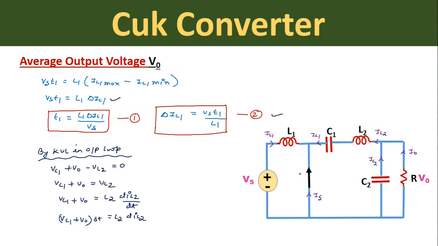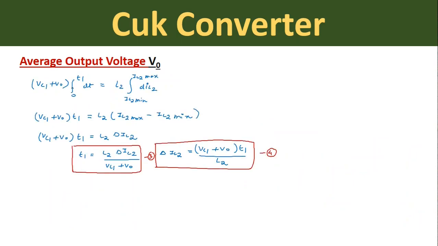Now taking this circuit, we will apply KVL in the output loop. So when we apply KVL in this output loop, what we will get? V0 minus VL2 plus VC1 is equal to 0. From this equation we will get VC1 plus V0 is equal to VL2. Again VL2 will be equal to L2 dIL2 by dt. Now this equation can be written like this. Now we will integrate this equation. Again we will take the integration limit for dt 0 to T1 because we are considering on period of the switch, and IL2 will increase from IL2 minimum to IL2 maximum because in this state this L2 is also charging.